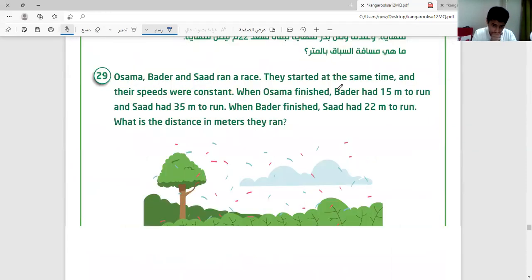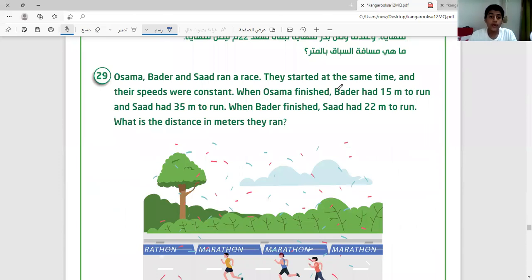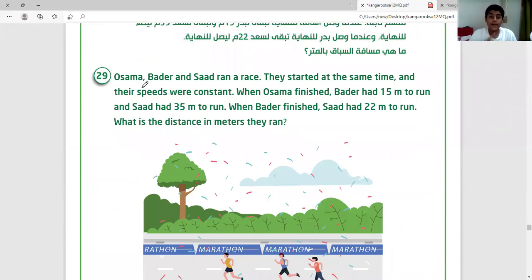So let's go to the next one, which is 29. 29 says, Osama, Badr, and Sa'ad run a race. They started at the same time and their speeds were constant. When Osama finished, Badr had 15 meters to run and Sa'ad had 35 meters to run. When Badr finished, Sa'ad had 22 meters to run. What is the distance in meters they run?